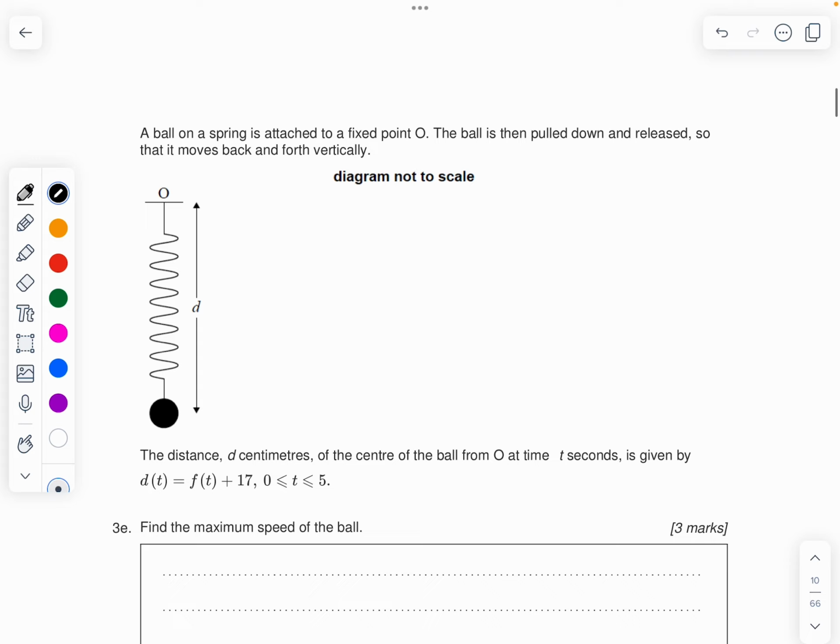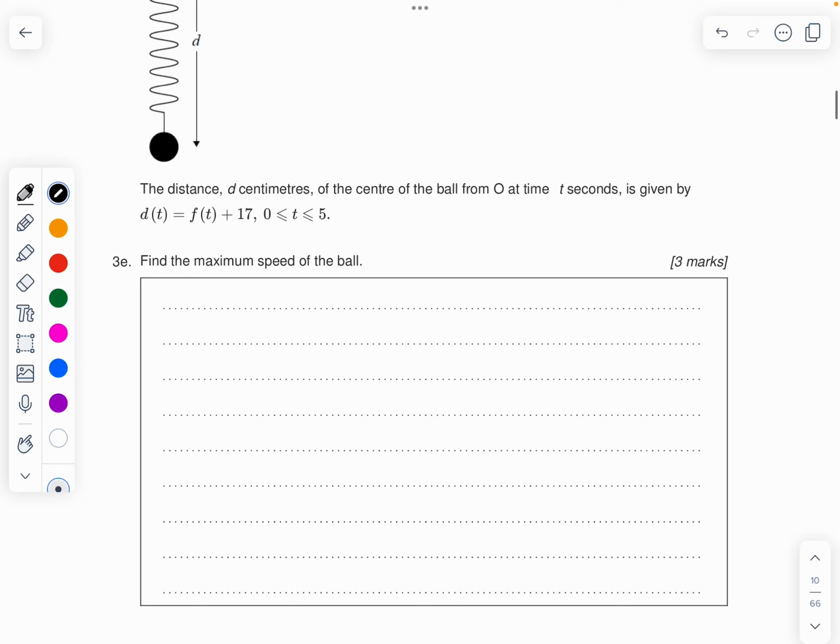A ball on a spring is attached to a fixed point. The ball is then pulled down and released so that it moves back and forth vertically. The distance d of t is given by f of t plus 17. Find the maximum speed.